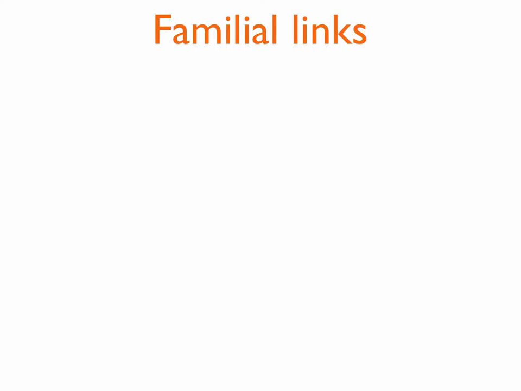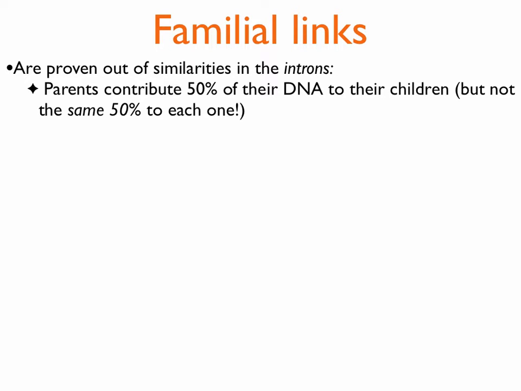What we can do is examine these introns to establish what's called a familial link. Familial looks like the word family, so we can establish that somebody is related to somebody else, has a familial link, by examining certain parts of the DNA strand that contain specific introns. Let's have a look. Parents contribute 50% of their DNA to their children. Now, it's not the same 50% to each child, but just think about it like this. Sex cells in the human body contain half the normal amount of DNA as every other cell.